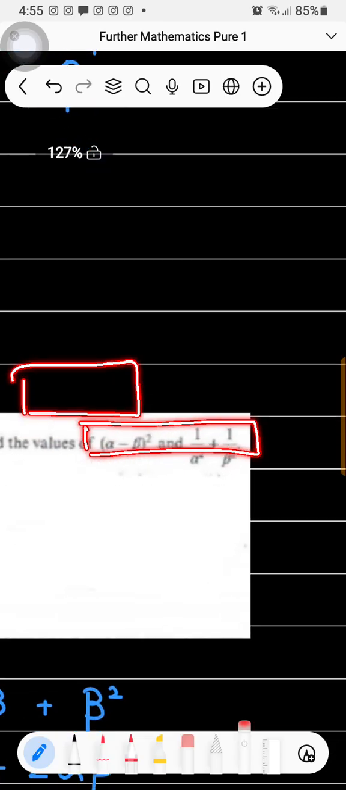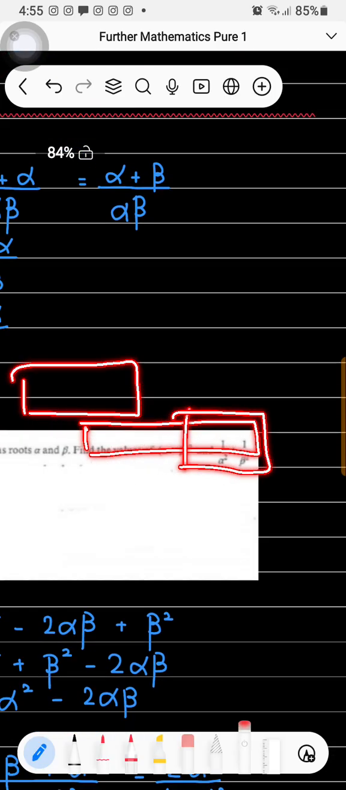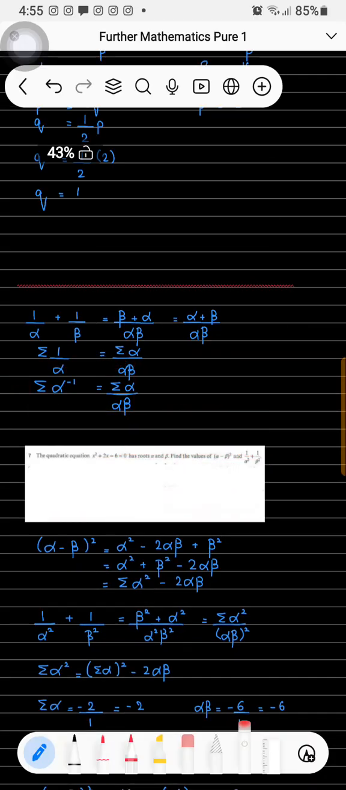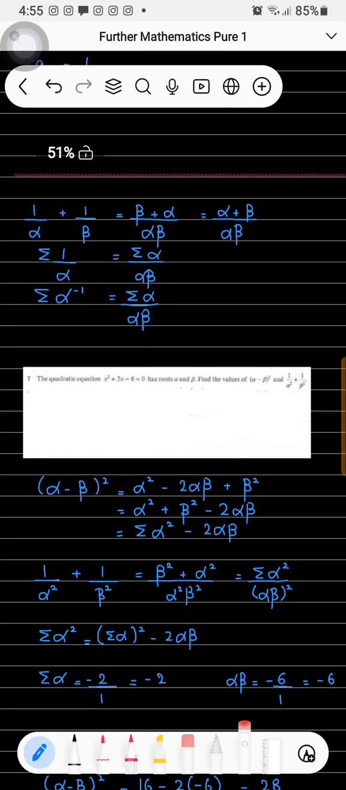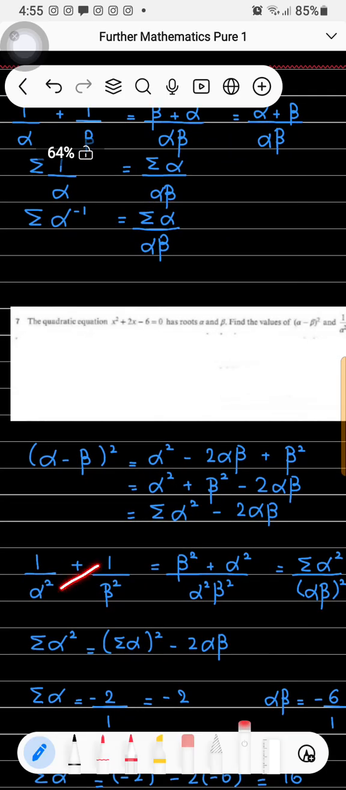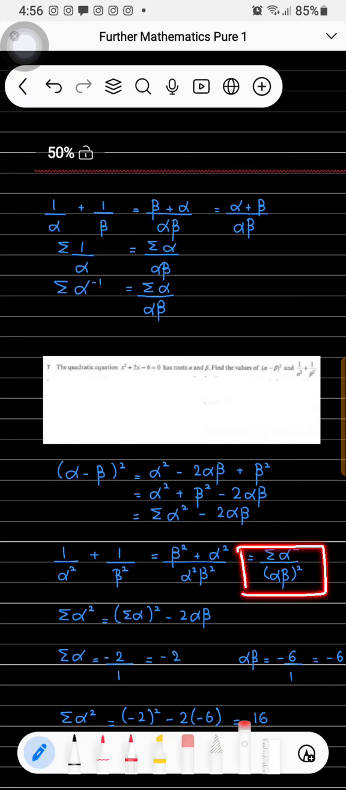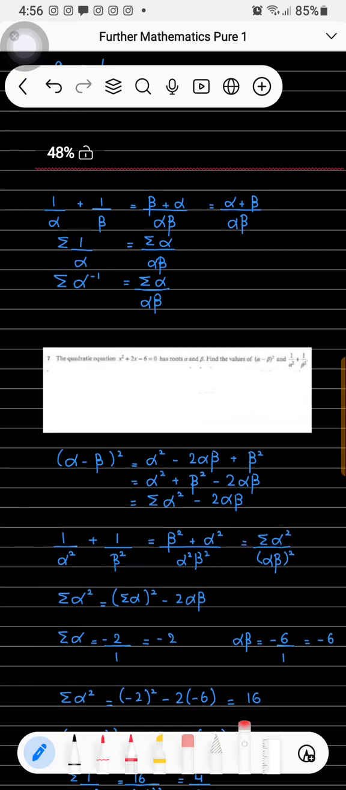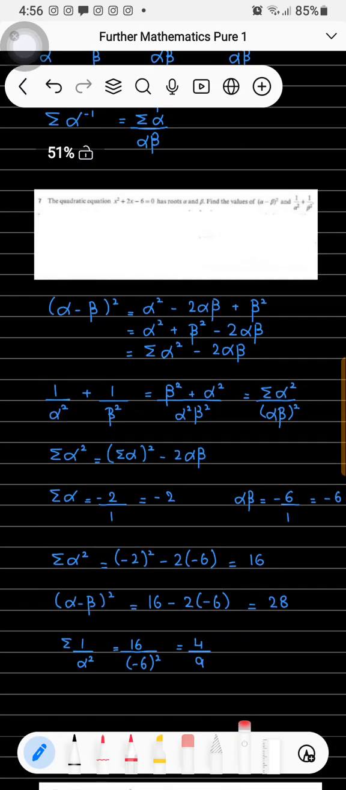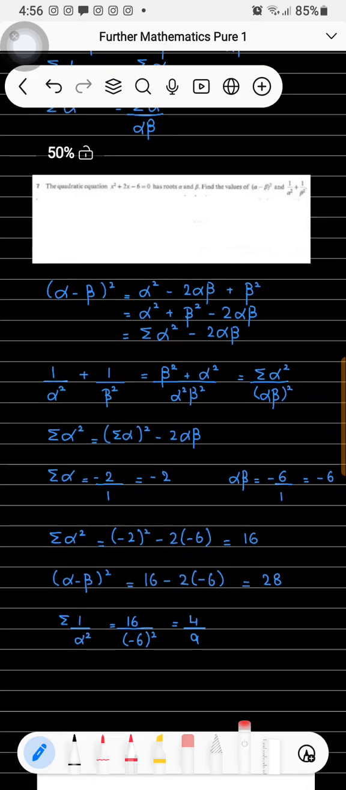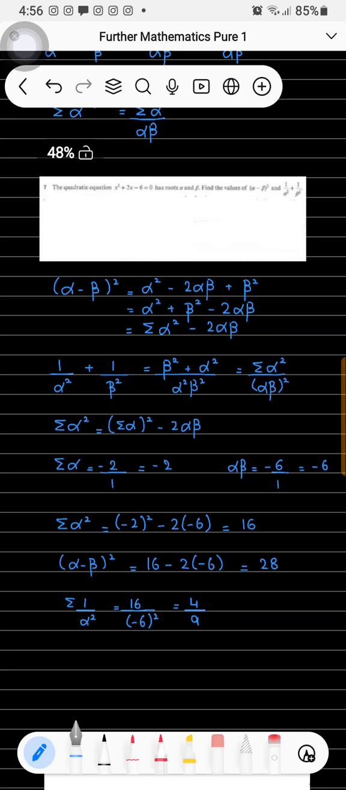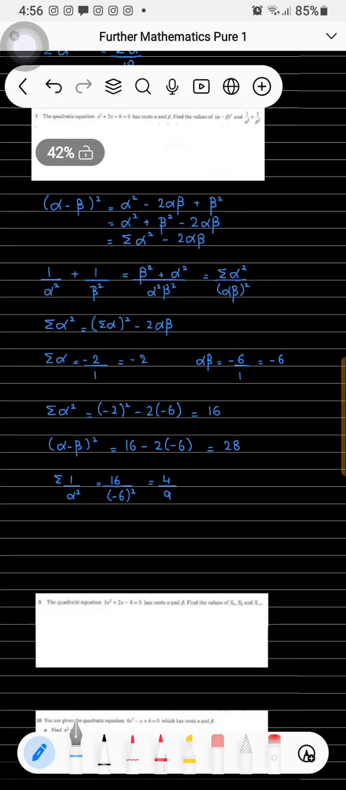Then it was asking for one more thing, which is also new for us: 1 upon alpha square plus 1 upon beta square. We don't have any general formula for it, so we derived it by taking the common denominator, so they become beta square plus alpha square upon alpha square beta square. Through this we got sum of alpha square upon alpha beta whole square. We had already found the values of sum of alpha square and alpha beta, so we inserted them into the formula and got the answer 4 upon 9. I hope you get it. If you didn't, you can go backward and repeat how we solved it.